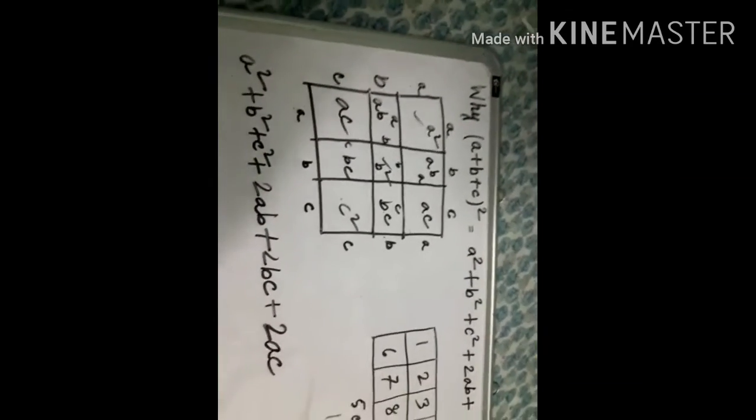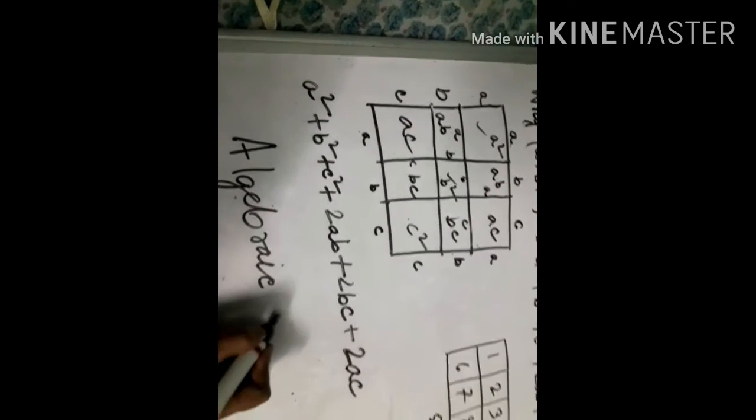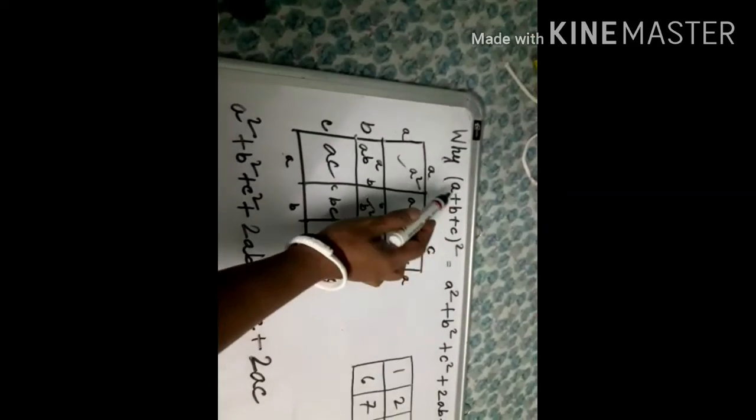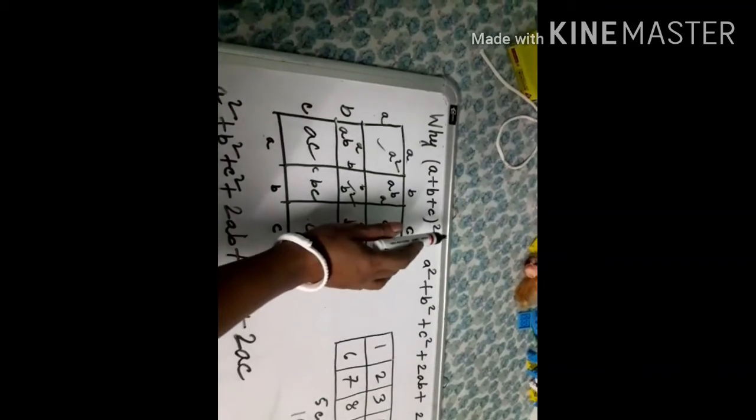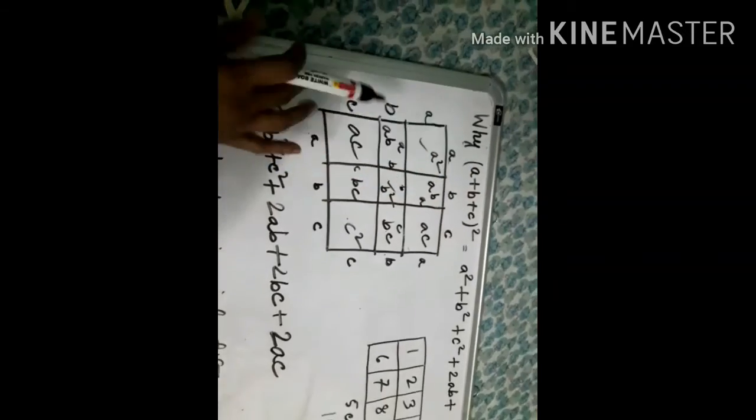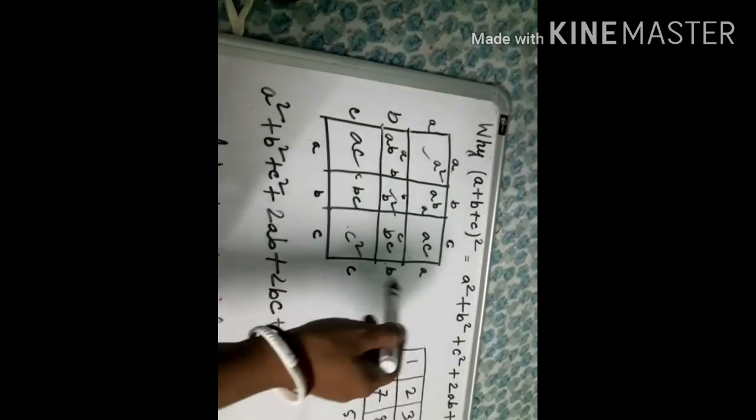See, so the algebraic identity, what is the identity? That is (A + B + C) whole square is equal to A square plus B square plus C square plus 2AB plus 2BC plus 2CA. So I have drawn a square. How much space is occupied in this figure? So I just divided it: A, B, C, 3 variables.